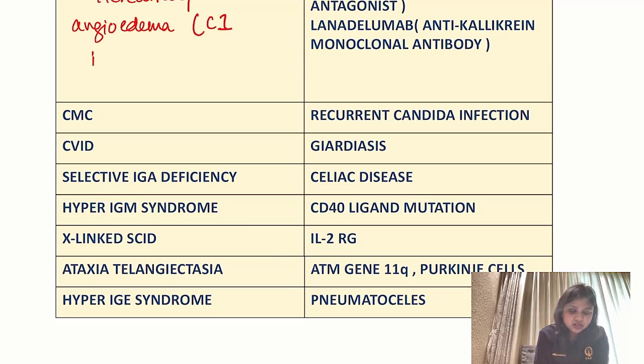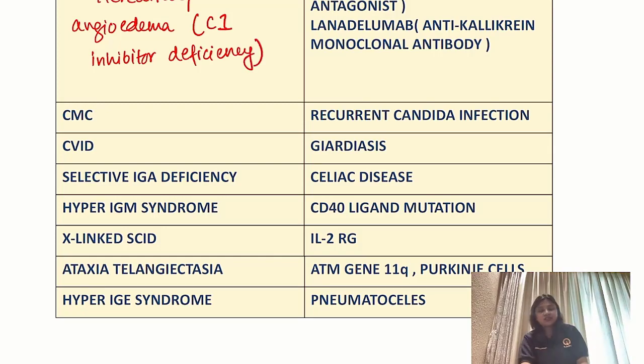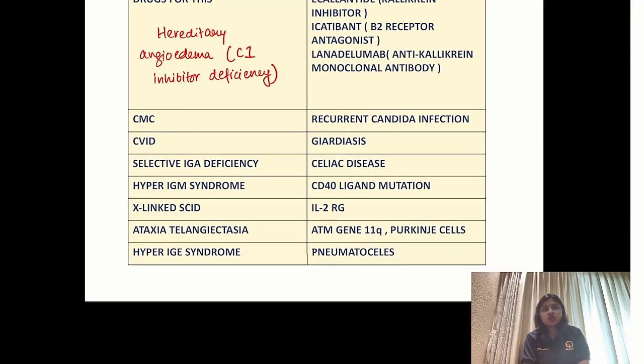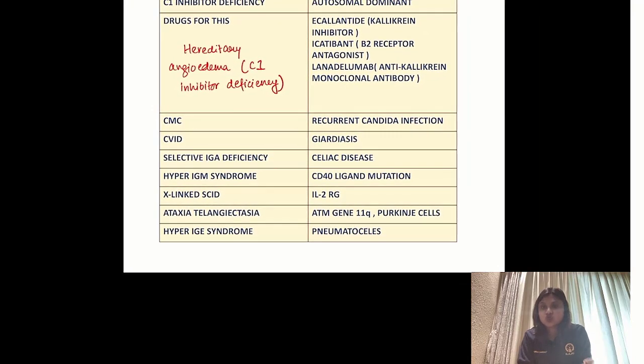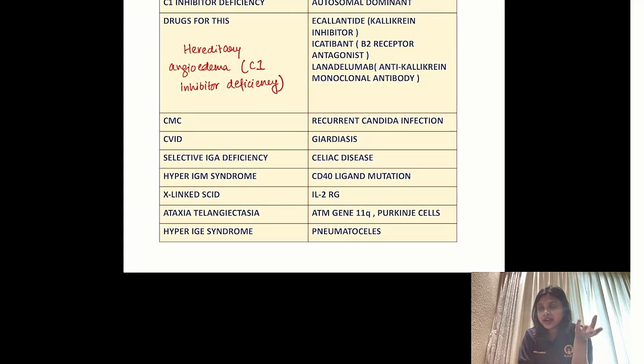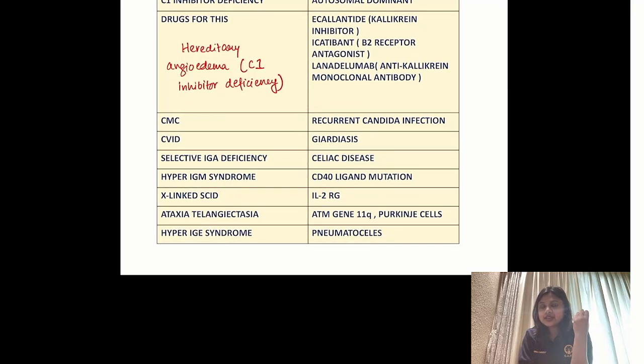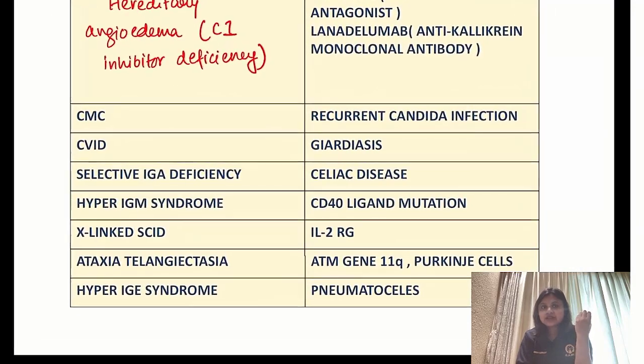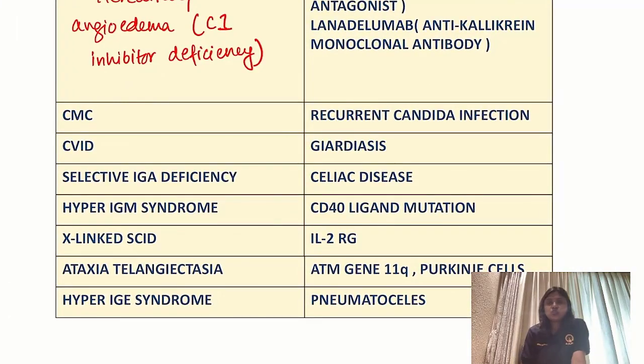C1 inhibitor deficiency. And as I told you, this hereditary angioedema, or C1 inhibitor deficiency, is an autosomal dominant condition. So what happens here is that we need to inhibit the kallikrein and the bradykinin, and there is angioedema.